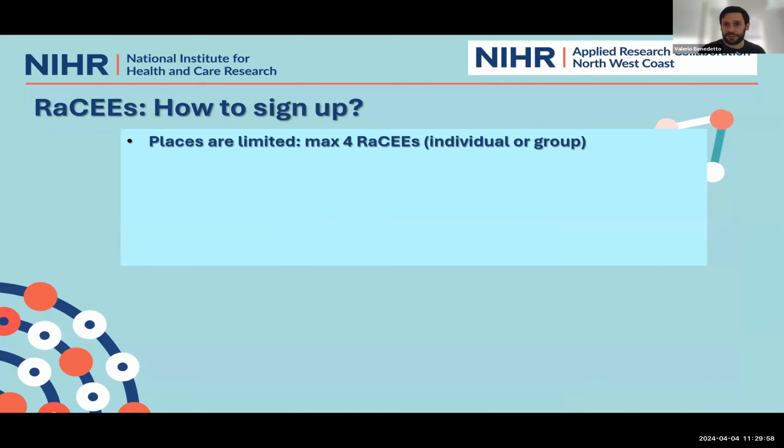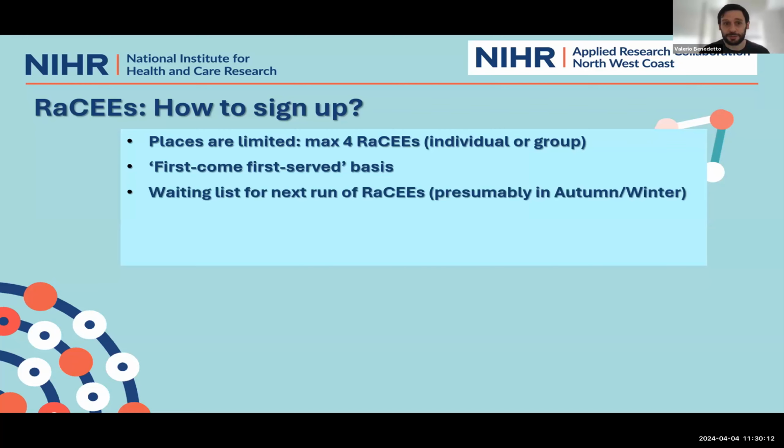So I will be allocated to one group, Luis will be allocated to one group, Misael to another group, and Andy to another group. So there are a maximum of 4 places available, on a first come, first served basis. I will share the link in a minute, but it's important to note, if you're not able to take part in this run of the RACES, there's going to be another run in future, and we can put your name on a waiting list for the next run, which will presumably be in autumn or winter.